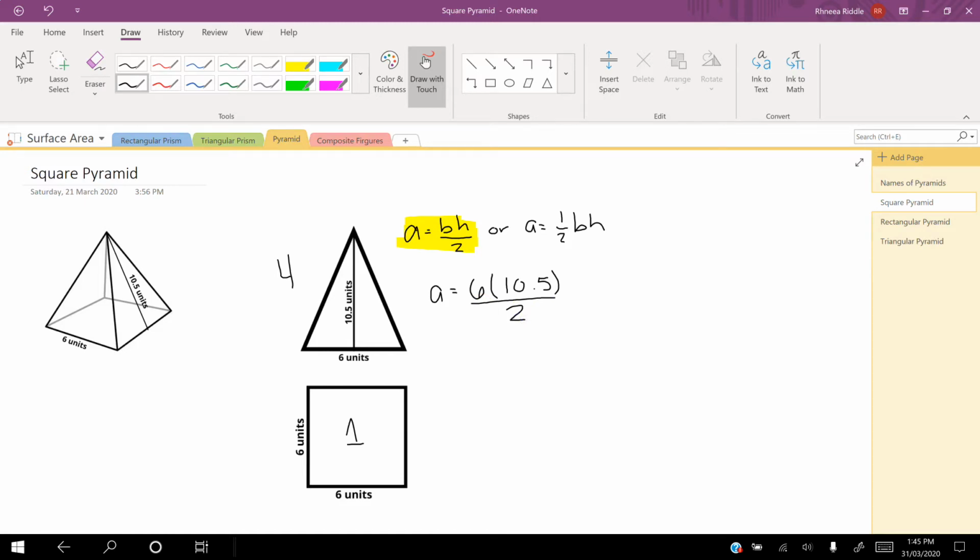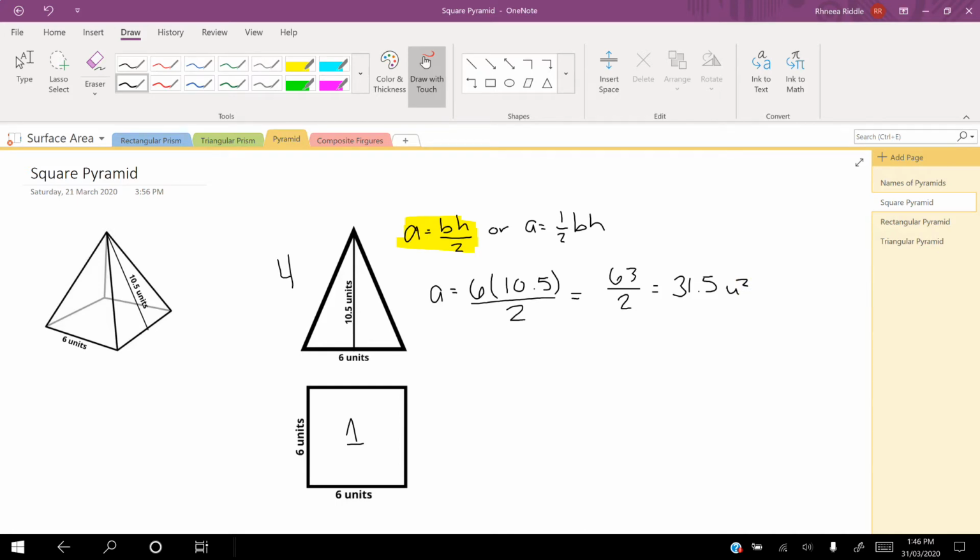So we first are going to multiply the 6 by the 10.5, and when we do that, we're going to get 63. And we haven't used that 2 yet, so we're going to keep it down here. So we now have to divide 63 by 2. And we end up with 31.5. Since we're looking for area, it's going to be units squared.